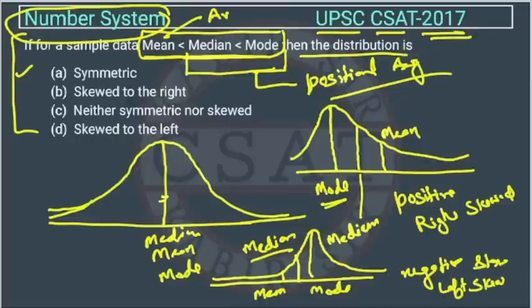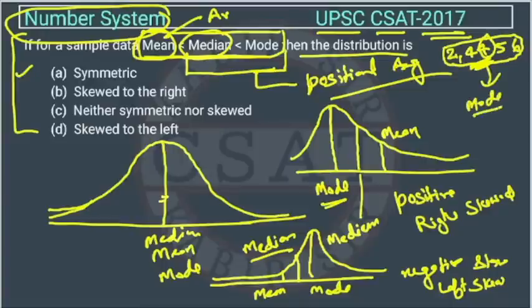So I told you what the mean is. Mean is the average, and the median is the middle value of the data, right? Suppose 5 data points are given: 2, 4, 4, 5, 6. The median will be the middle value, 4. And the mode is the number which appears most of the time. In this data, the mode will be 4, because 4 appears 2 times and all other data appears once.